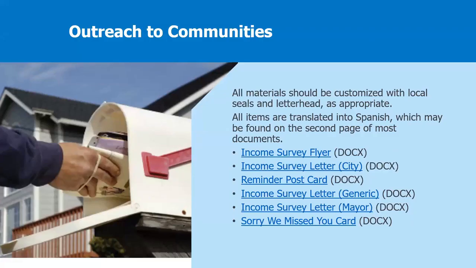And this slide just shows you the page on the website for the Income Survey Toolkit that gives you examples of different types of outreach materials that you can modify for your community. So we have a flyer, we have a letter, and a reminder postcard. And then the last three items are things that your field team would carry with them to provide information to people on the doorstep.